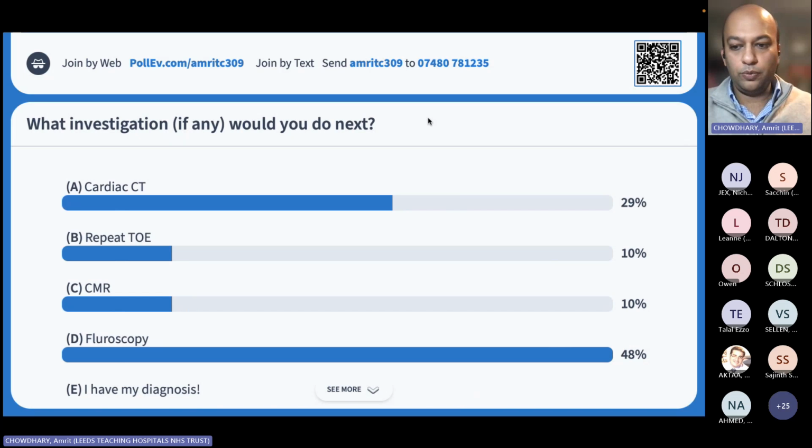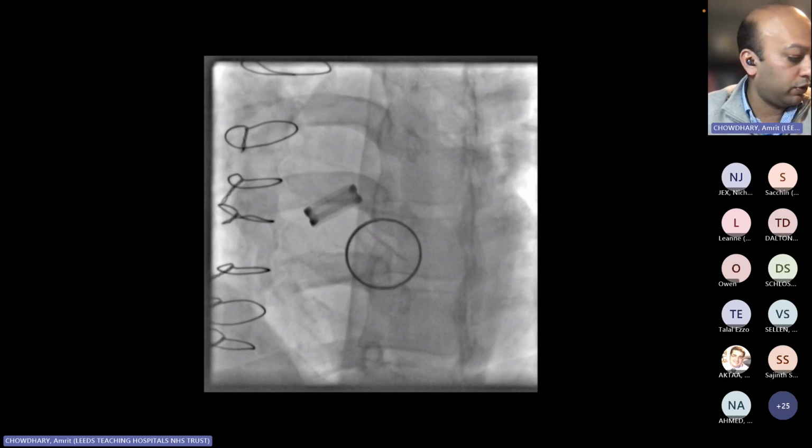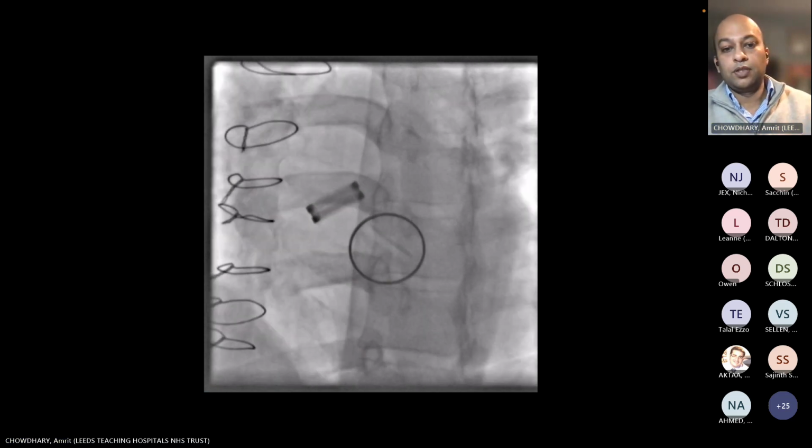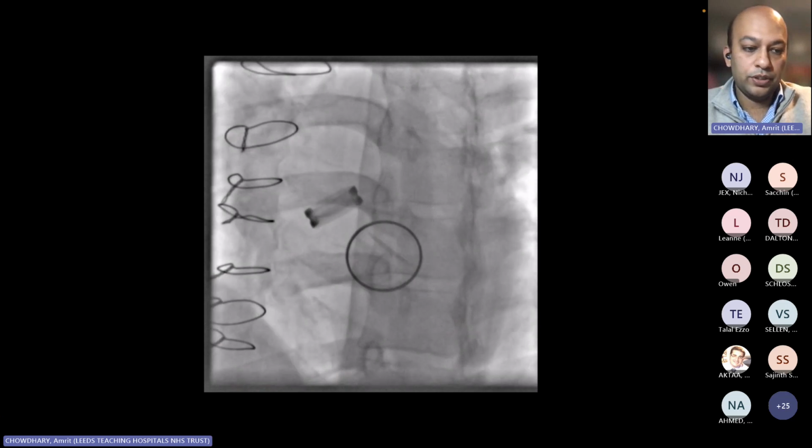So most people went for fluoroscopy, some cardiac CT, and a few went for TOE, and even CMR. Right, so I guess what we did, we went with the majority of people. We did fluoroscopy next, and so these are the fluoroscopic images. This is the first one. See the mitral valve.